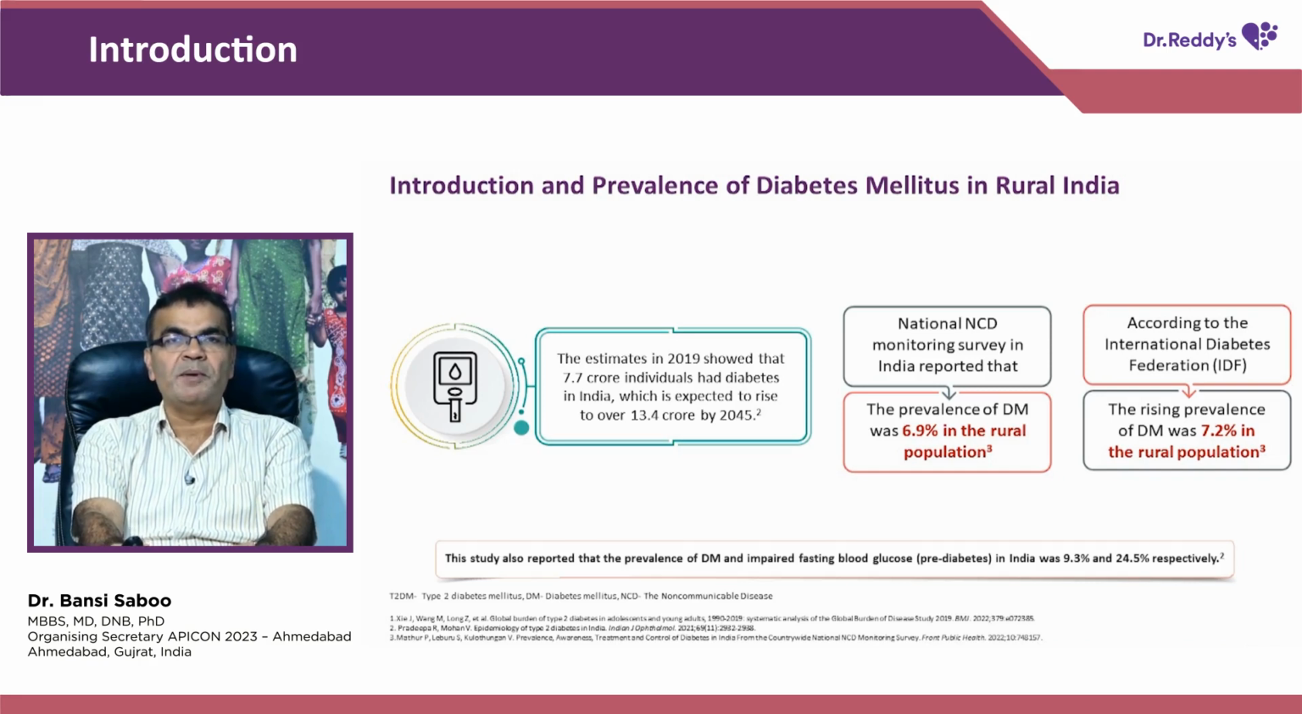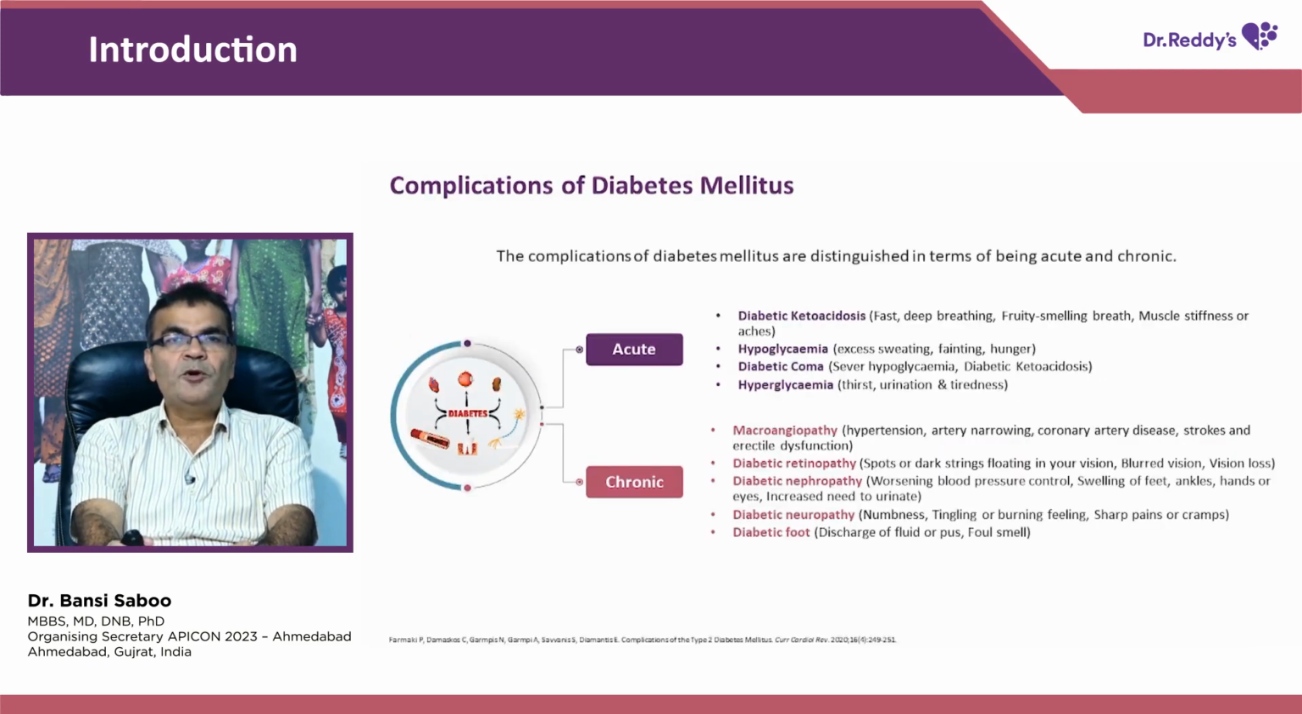But what is more problematic is that we also have a lot of pre-diabetic population, with impaired fasting plasma glucose or IGT roughly between 9.3 to 24.4% respectively. What is even more problematic is that diabetes occurs at a younger age, so we see a lot of acute and chronic complications of diabetes.